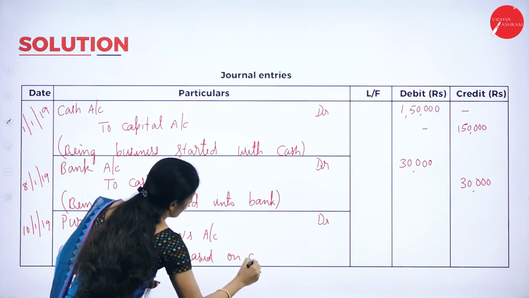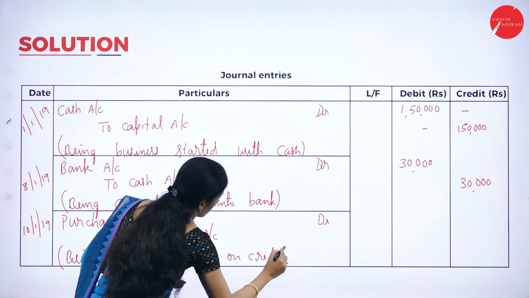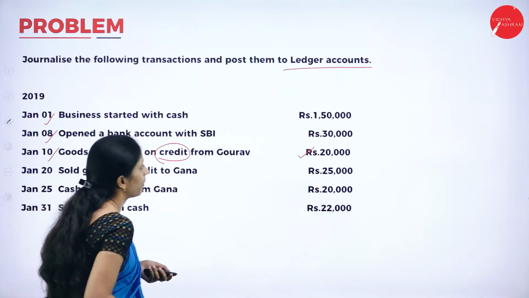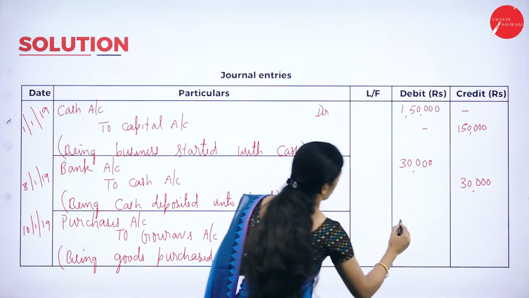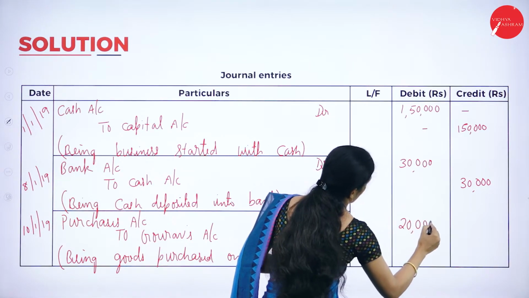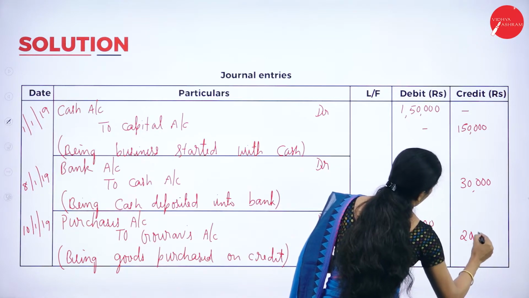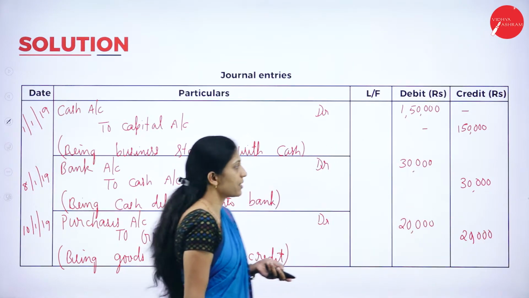Being goods purchased on credit. So what is the amount? And the amount is 20,000. 20,000 in the debit side, 20,000 in the credit side.